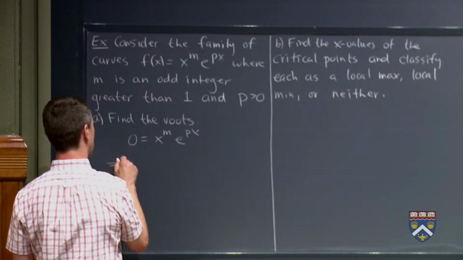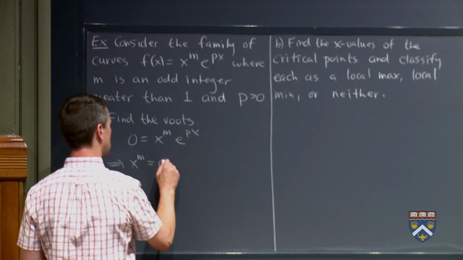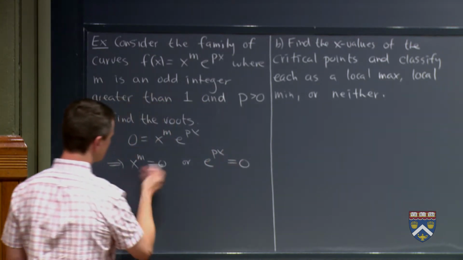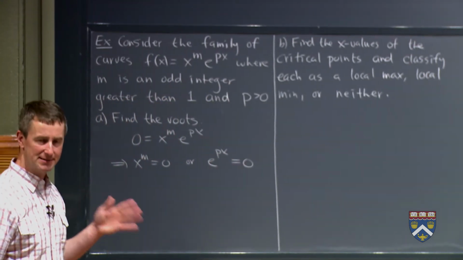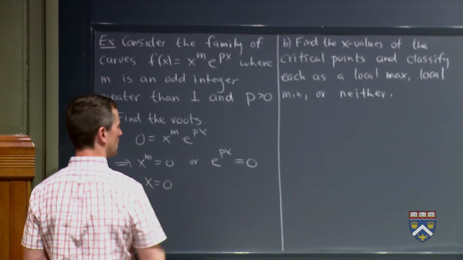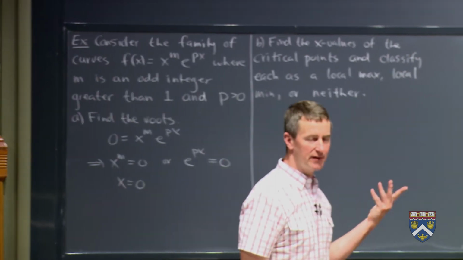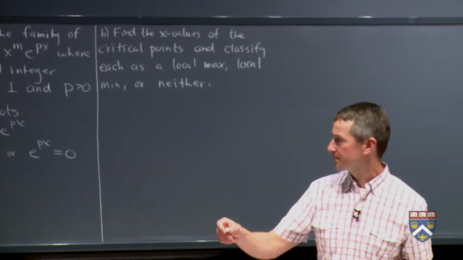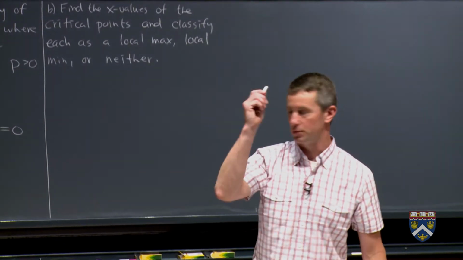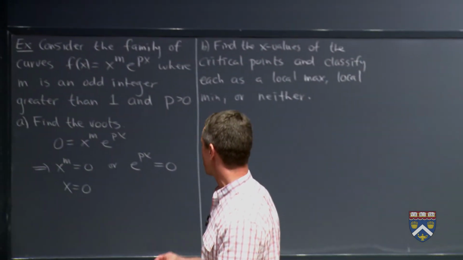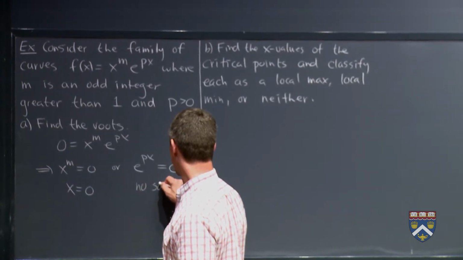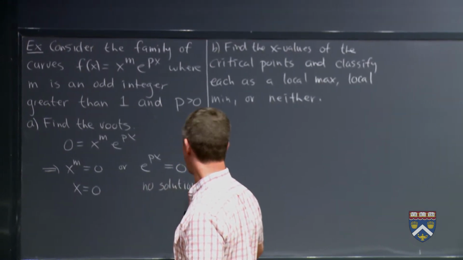So that means what? Either x to the m is 0 or e to the px is 0. If x to the m is 0, that's like saying x cubed, x to the 5th, x to the 7th, something like that is 0. That means x is 0. What about e to the px? That's one of our exponential functions, right? And the graph of this exponential function is always above the x-axis, so it has no roots. It has a horizontal asymptote at y equals 0, but has no solution. So the only root is at x equals 0.